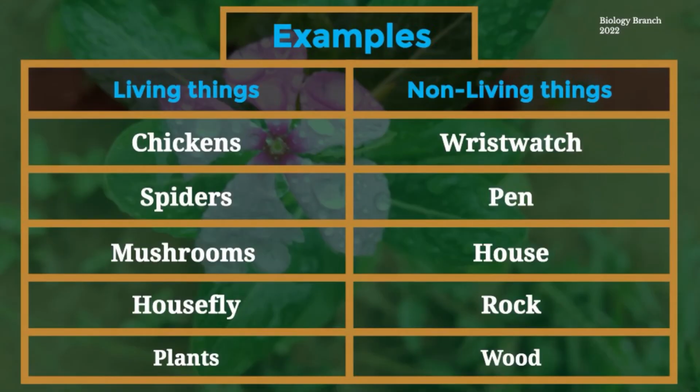We have living things and non-living things. We have put a few examples for each. So for living things, we have chickens, spiders, mushrooms, housefly, plants, and anything else which is of the kind. And we have the non-living things, which are wristwatch, pen, house, rock, and wood, and anything which is of the kind of non-living things. So we hope you're able to distinguish the difference between the two.